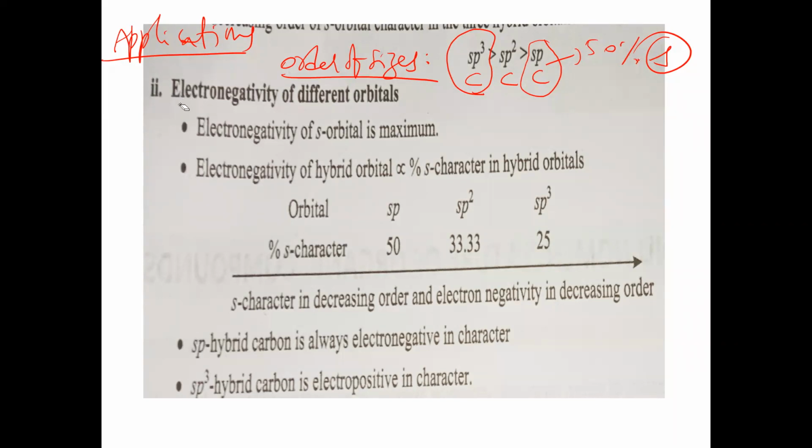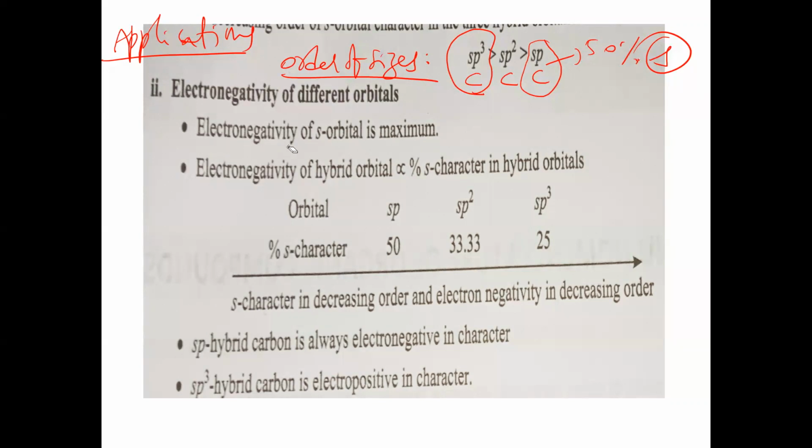Another application; application means uses. So we are discussing uses of hybridization. First one, the size of the carbon atom we can understand by the type of hybridization. The second application is the electronegativity of different orbitals. Different orbitals have different electronegativity, and that point we can understand.